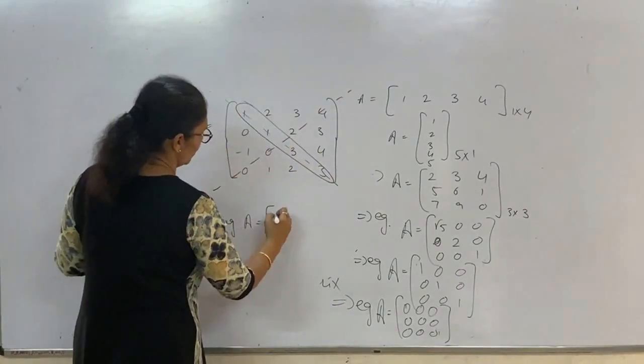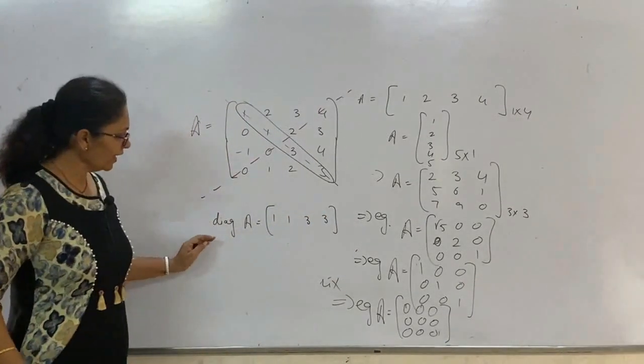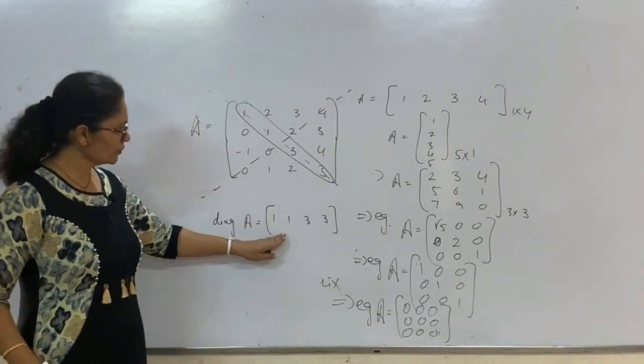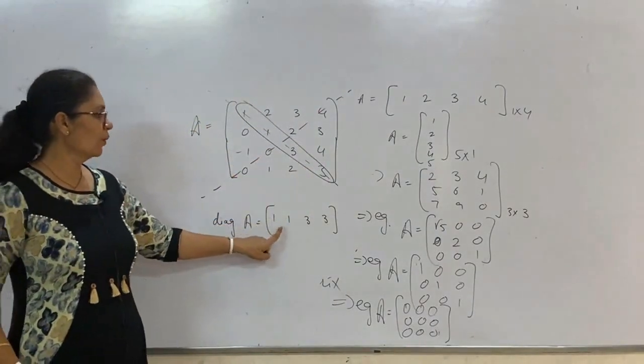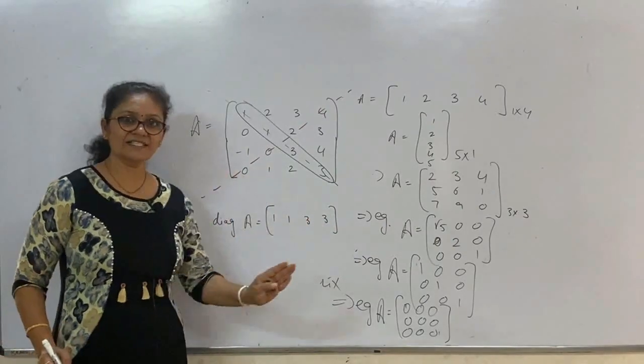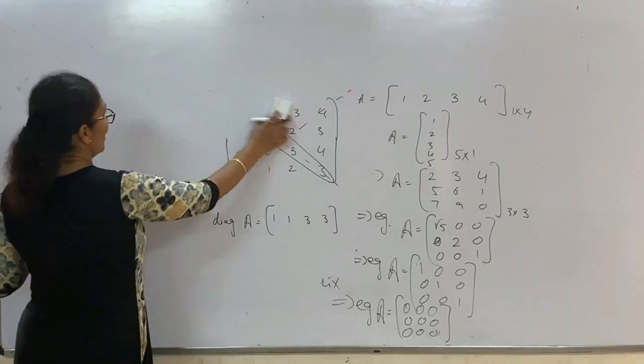What is it? 1, 1, 3, 3. If I have written it like this, then its meaning is that I have to mention the principal diagonal as 1, 1, 3, 3 and the rest of the elements are 0. These are all the types of matrices.